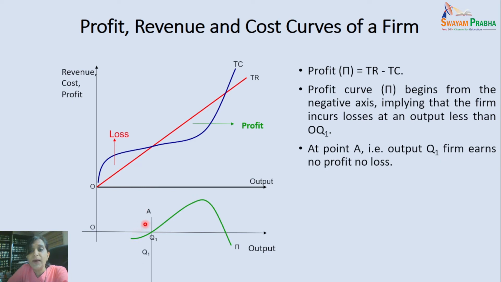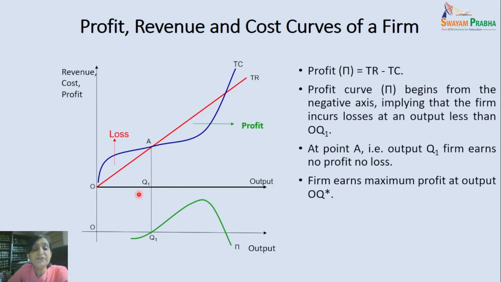Now at point A, when your level of output is Q1, your TR becomes equal to TC. This means the firm is earning zero profit, no profit, no loss. Many times we call it the break-even point. There is no profit, there is no loss.